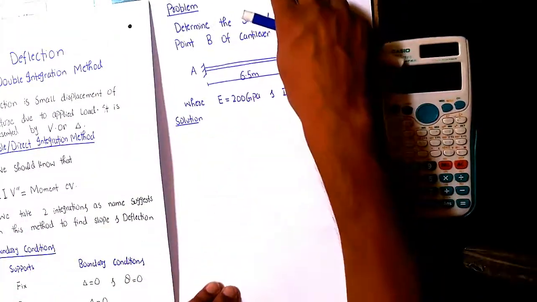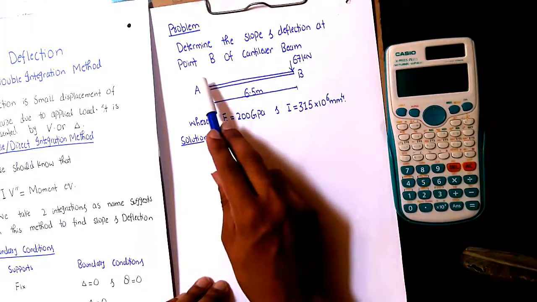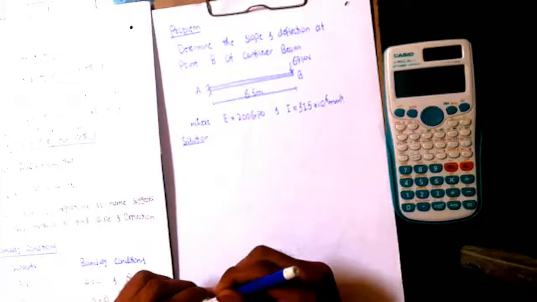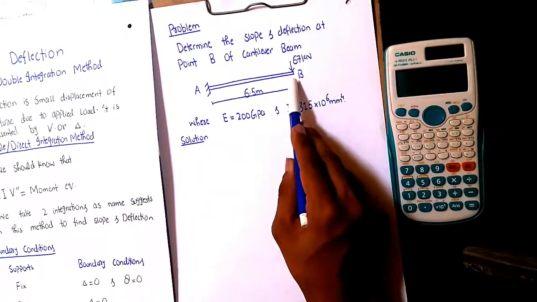Here is the problem. Determine the slope and deflection at the point B of the cantilever beam. We have to find the deflection and slope at this point B.